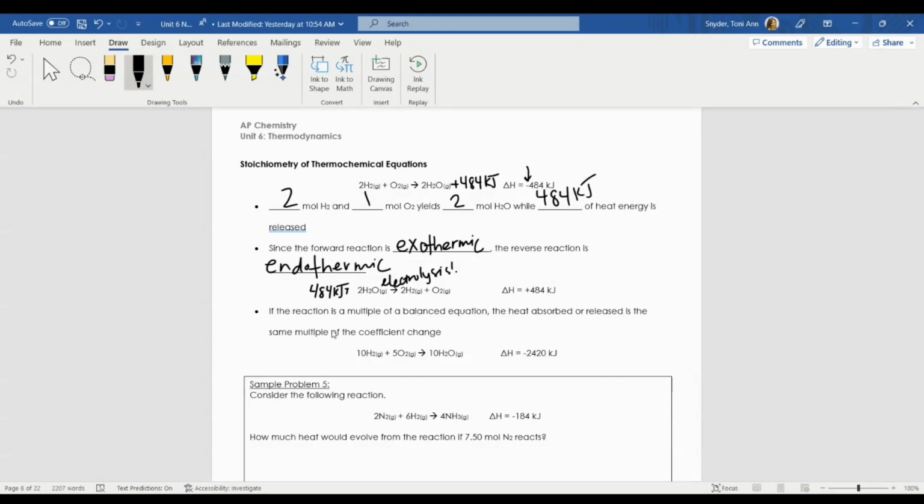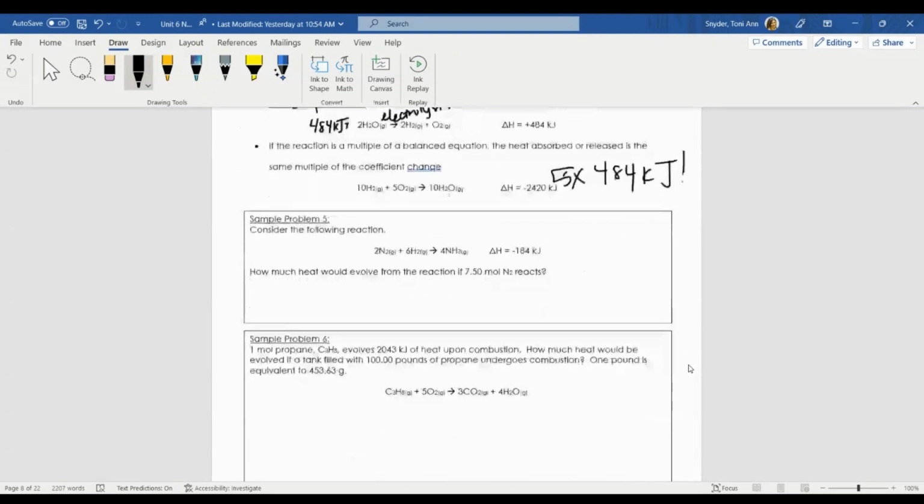If the reaction is a multiple of a balanced equation, so let's say I have 10 hydrogen molecules react with 5 oxygen molecules to make 10 water molecules. If this reaction is happening 5 times, so if I consider this first reaction up here and then this bottom reaction down here, notice how my delta H is 5 times that 484 kilojoules of energy. In order for this reaction to happen 5 times, I would have to input 5 times the amount of energy. And that makes sense. So just little things to keep in mind as we start going through stoichiometry with these.